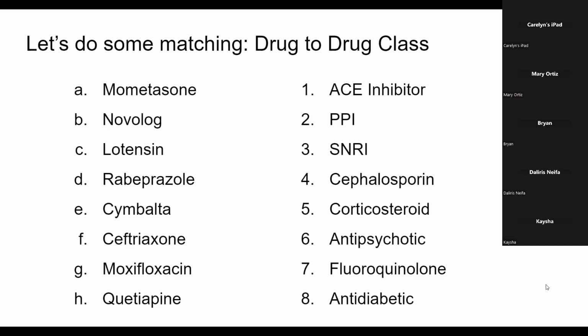B is 8, Novolog, one of our anti-diabetic medications. What kind of anti-diabetic medication is Novolog? Is it a pill? Is it? It's an injectable, right? What kind of injectable? Insulin? It's insulin. Yes, perfect. Score 1 for those joining us online. Yeah. You got some claps in the class. So yes, it is an insulin.